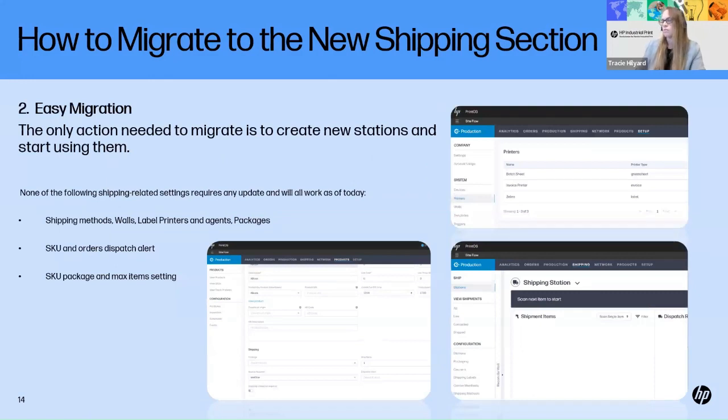All right, so migration from the existing section to the new is super easy. The only action needed is to create new stations and start using them. None of the following shipping related settings require any update and will work just like today: the shipping methods, walls, label printers, agents, packages, SKU and orders, dispatch alerts, SKU package and max item settings. All of this you don't need to touch. No changes are needed there, and they will be compatible with both the existing and the new section.